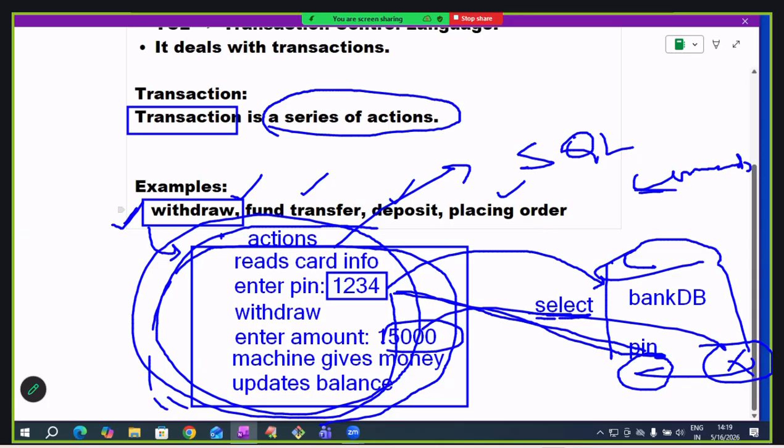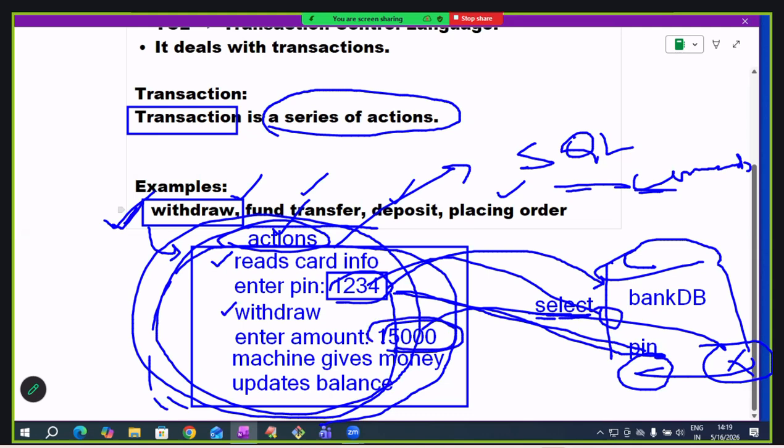So you take any transaction, the transaction contains a series of actions. To perform those actions, we use these SQL commands. If you perform a withdraw operation, it reads the card's information. It checks whether your entered PIN number matches the bank database or not. Select command will be used. After that, you are selecting the withdraw option.